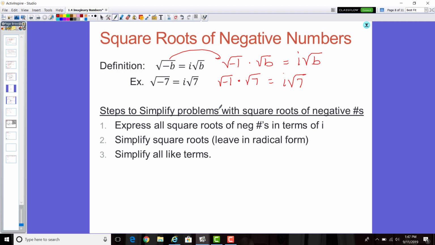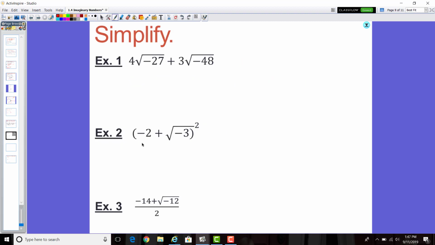So we're going to simplify these problems, which means we are going to review how to reduce a radical and leave it in radical form. So start off, express all square roots of negative numbers in terms of i, simplify the square roots, and then simplify the entire problem. All right, so example 1, they're wanting us to add these two together.